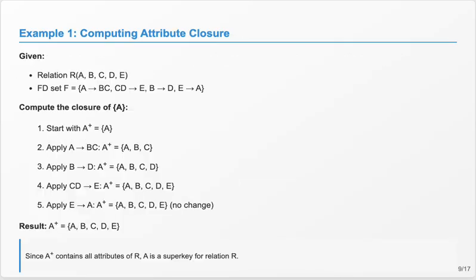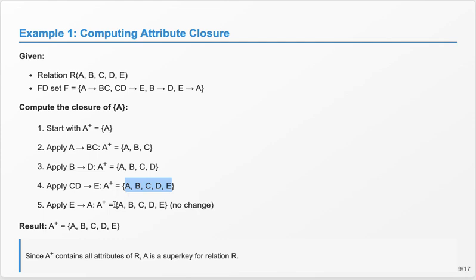So now let's compute some closures of attributes. Here we're going to compute the closure of A based on the given functional dependencies. We start by looking at A determines BC, so we put B and C into the set. Then we notice that B determines D, so we can pick D up and it becomes A, B, C, D. Then, because we have C and D, we can pick up E as well, because C, D determines E.